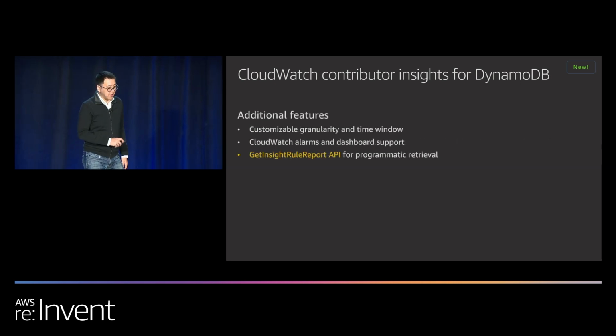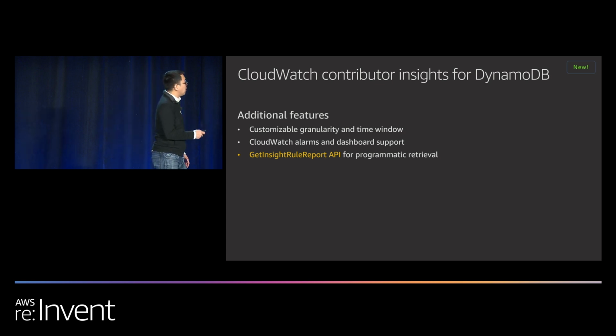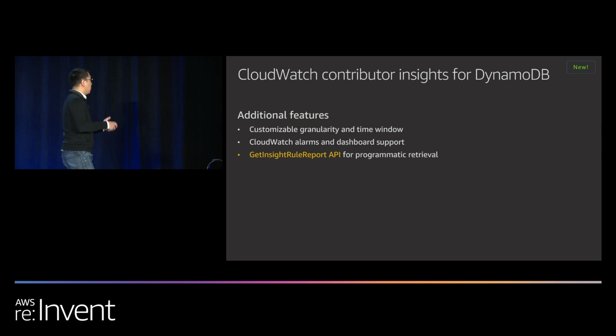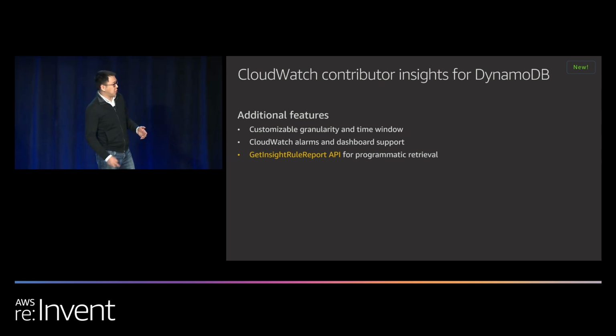So I've already talked about how you get customizable granularity and time windows, and you get CloudWatch alarms and dashboard support. Also, if you want to retrieve this data programmatically, CloudWatch offers a GetInsightRuleReport API, which allows you to get the contents of those graphs programmatically instead of via the console.